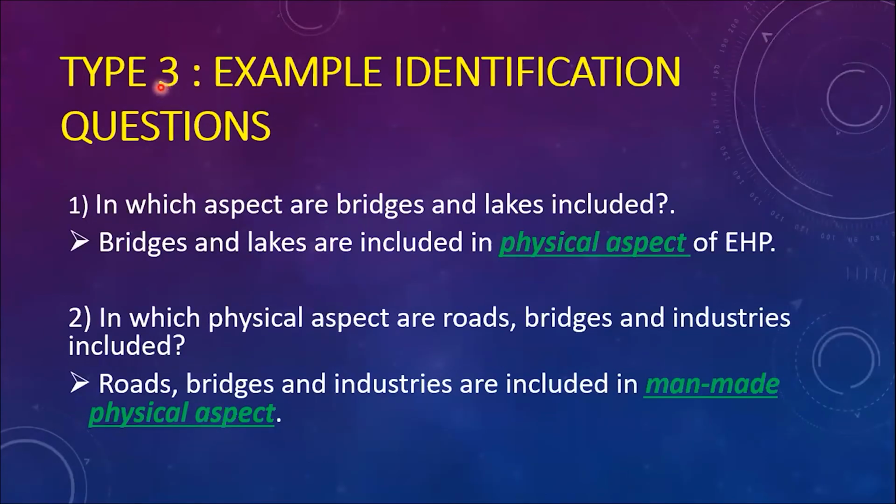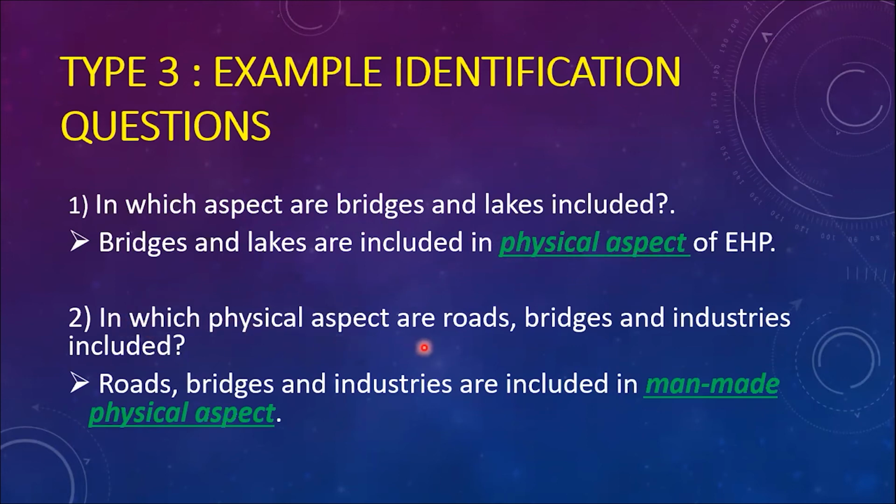Let's go to the 3rd type of question asked here, that is example identification questions. You have to find out from which aspect is that related. So in which aspect are bridges and lakes included? This type of question. In which aspect, you have to find out the aspect. In which aspect are bridges and lakes included? The answer you have to write: bridges and lakes are included in physical aspect of ESP. So physical aspect is underlined here.